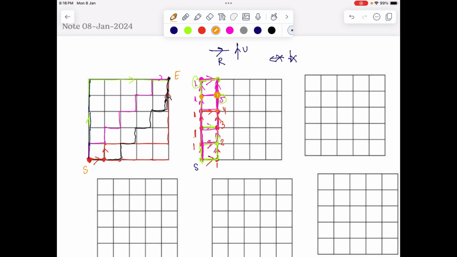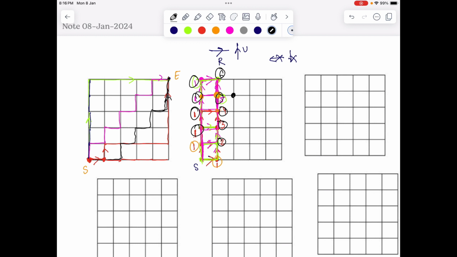A small square is nothing but the sum of the numbers appearing on the diagonal. So we have 1 and 1, hence the answer is 2. We got 2 and 1, and this answer is 3. We have 3 and 1, this answer is 4. 4 and 1 is 5, and 5 and 1 is 6.